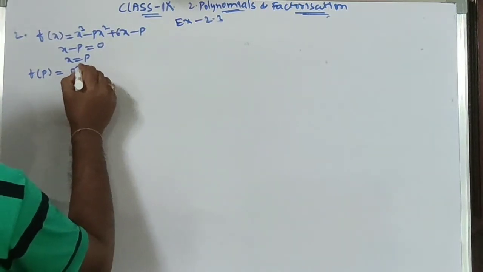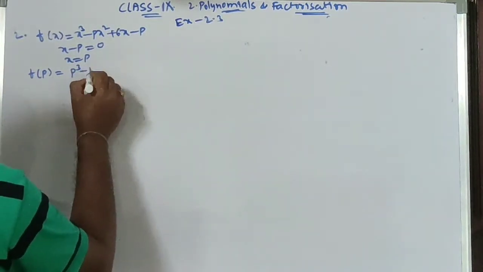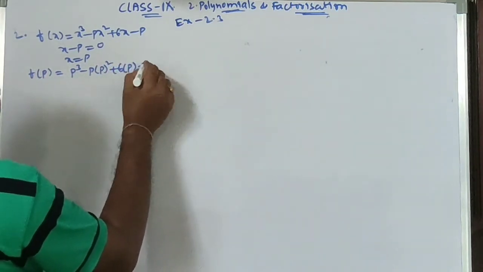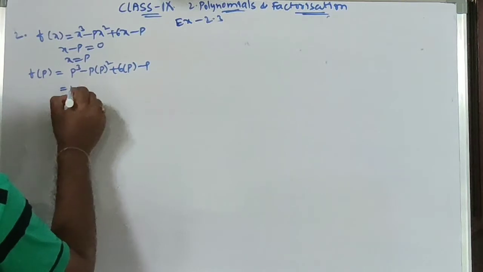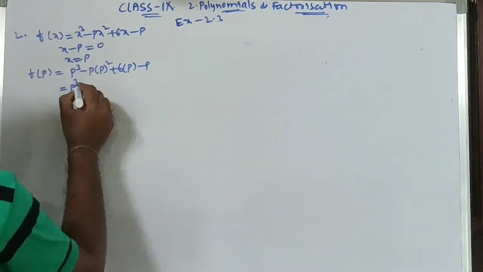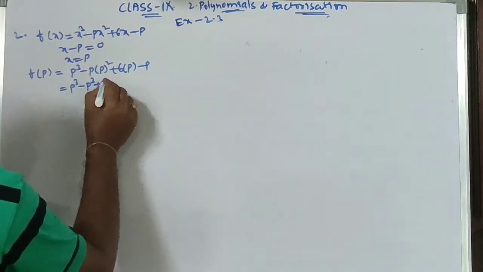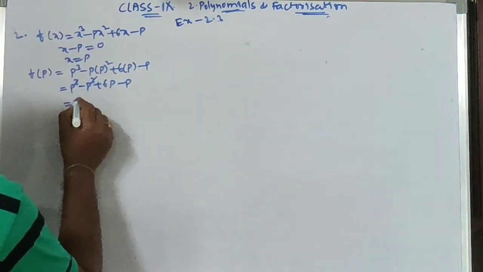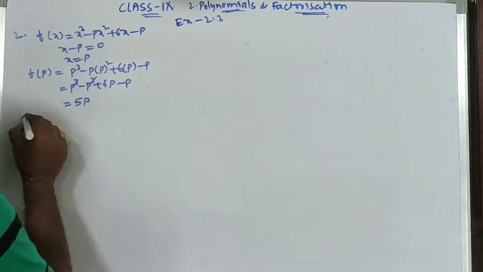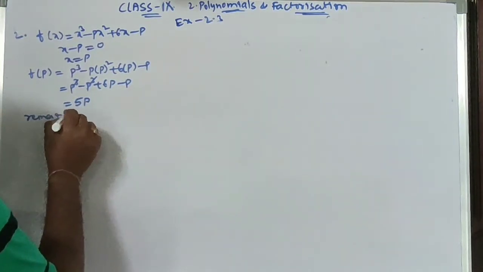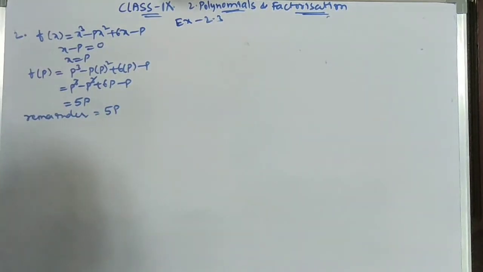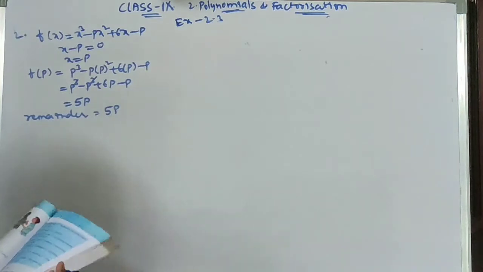p power 3 minus p into p power 2 plus 6 into p minus p. That is p cube minus p into p square, p cube, plus 6p minus p. p cube cancels, 6p minus p equal to 5p. So therefore the remainder equal to 5p. So second question, the polynomial divided by x minus p, the remainder is 5p.